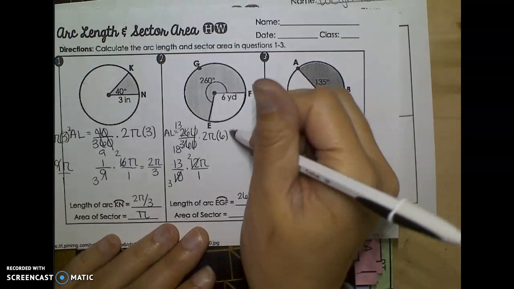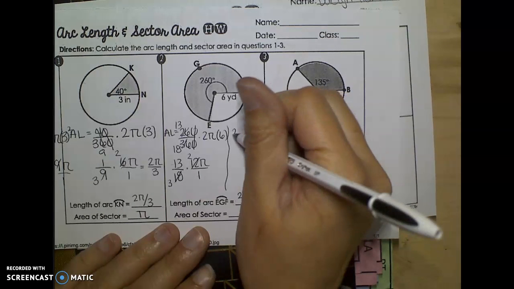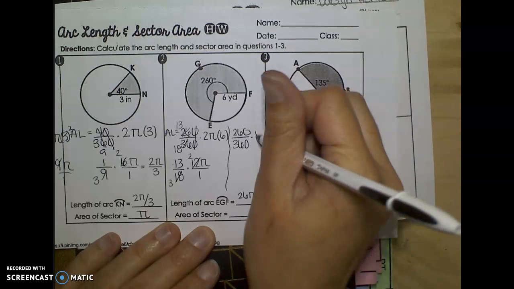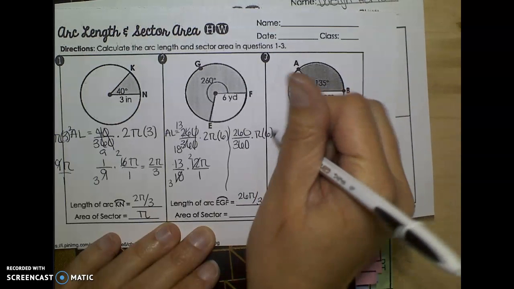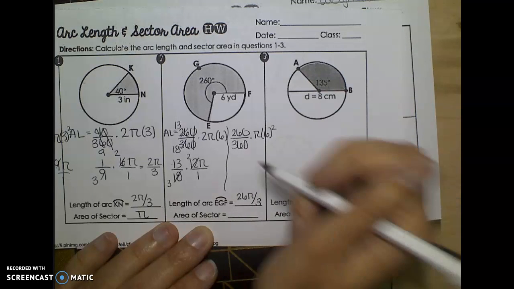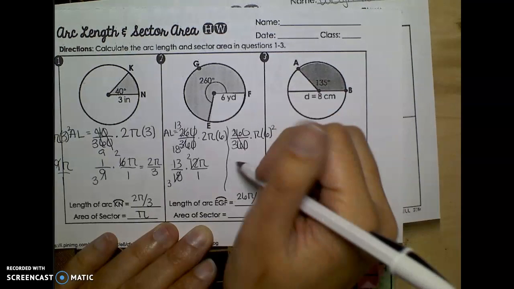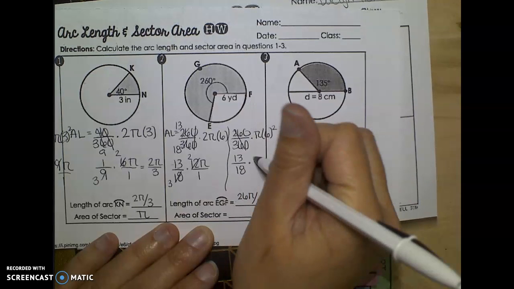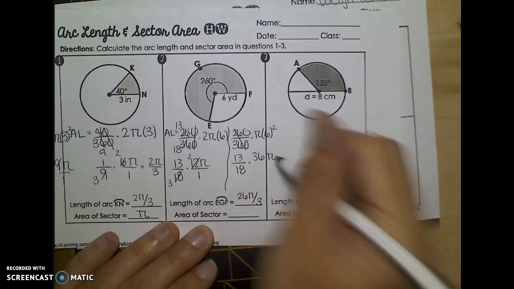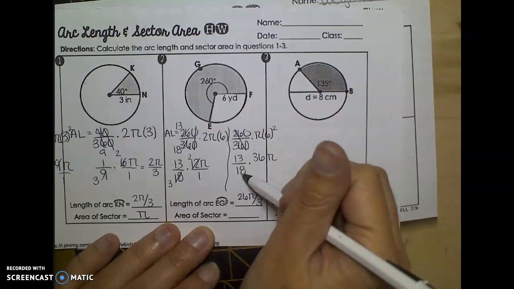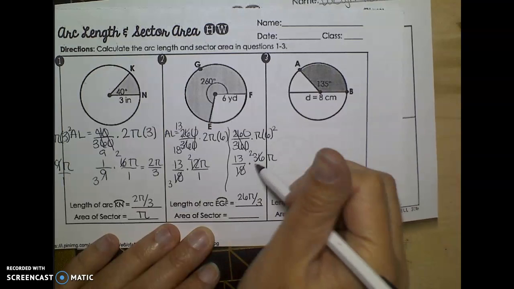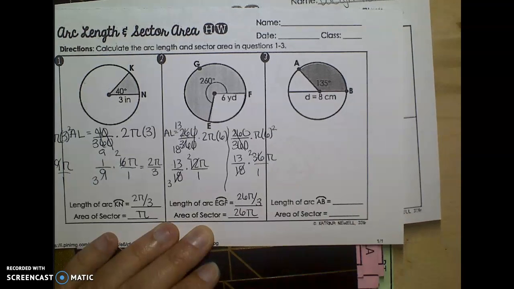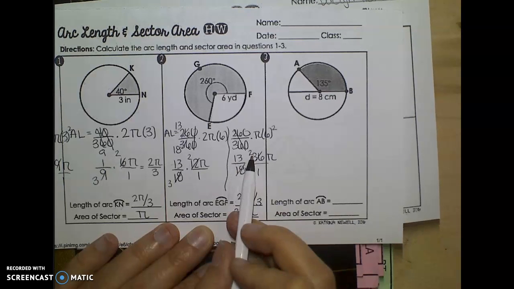Now area is very similar, so we're doing that degrees over 360 times pi r squared, so pi times 6 squared. And so that 260 over 360 thing reduces again to 13 over 18. And now when I square, I get 36 pi. And 18 goes into 36 2 times. And so I just get 26 pi, because of 13 times 2. Nothing on the bottom.